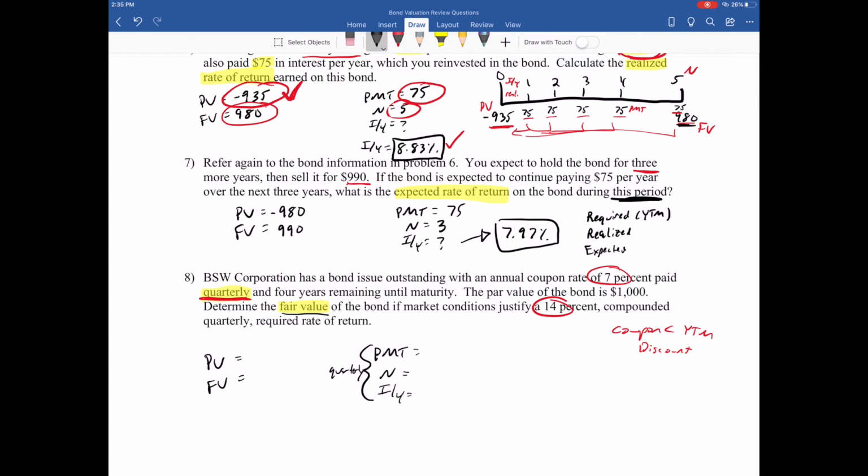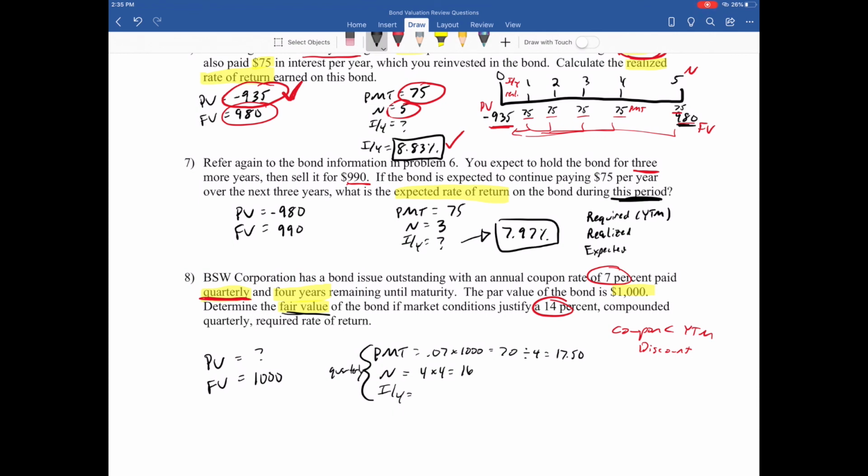So we're solving for the fair value, that is the price, so that is our present value. The future value is the par value amount of the bond, which is $1,000. The payment is our quarterly coupon amount. So it's 7% of our par value of $1,000, so $70 for the year, however paid quarterly. So I would receive $17.50 every 3 months, so every quarter. My N is the total number of quarters that remain. So I have 4 years remaining on this bond, 4 quarters per year for a total of 16 periods remaining.